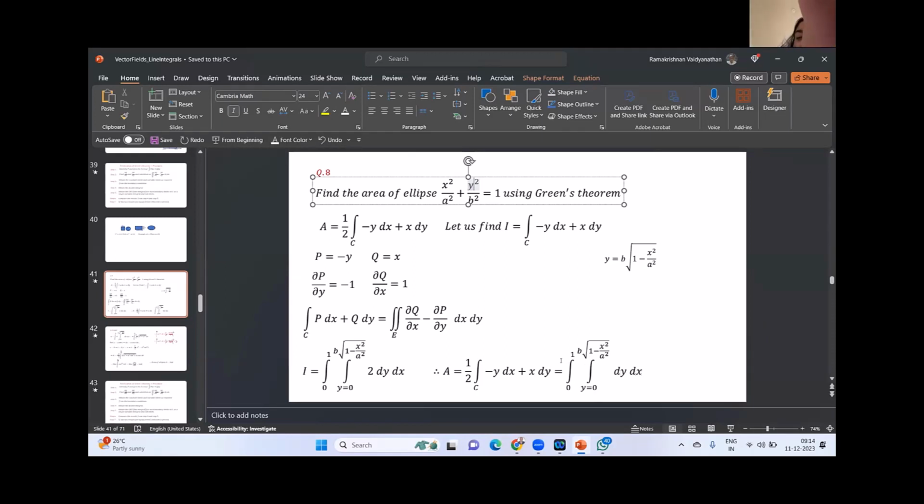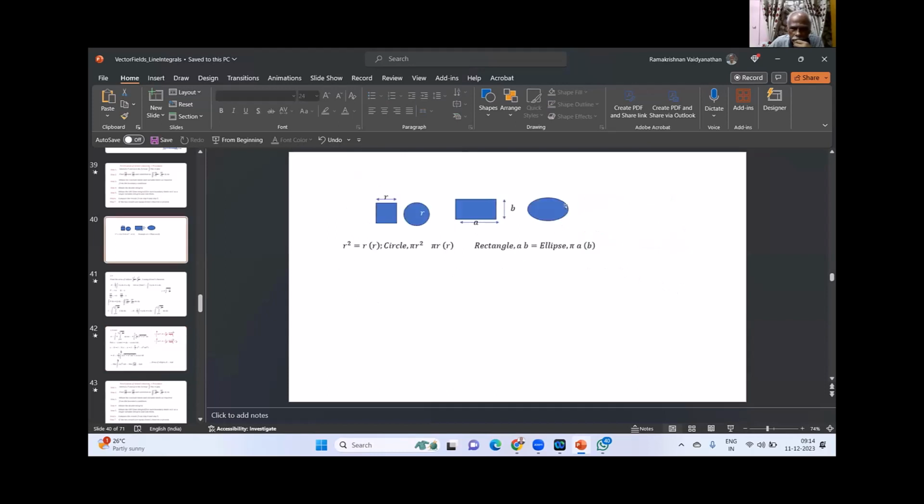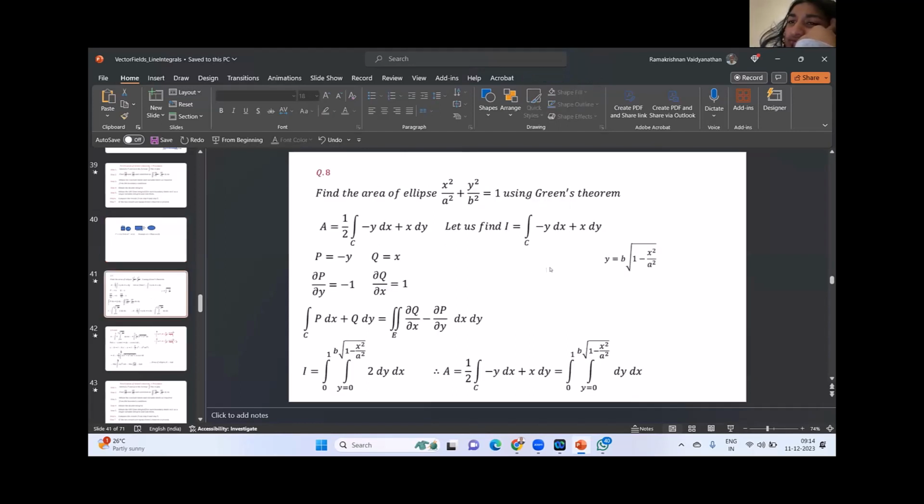Now I'll go to the next. This one is 4 times, because I have taken only 1/4 of the ellipse. I've taken only 1/4 of the ellipse, so that is pi over 2. Always take only 1/4. That is always beneficial.